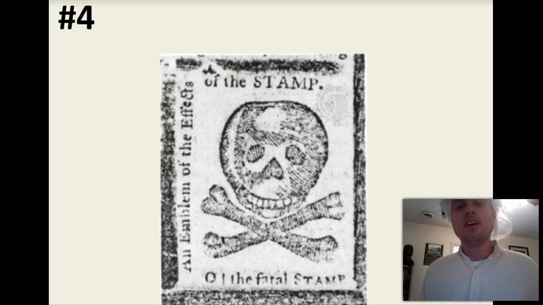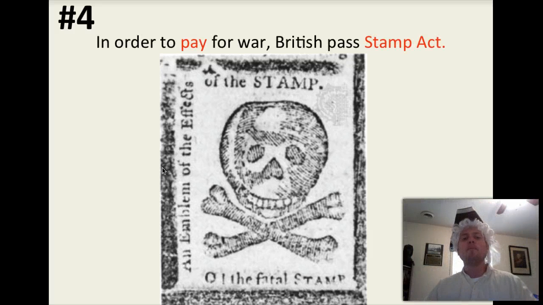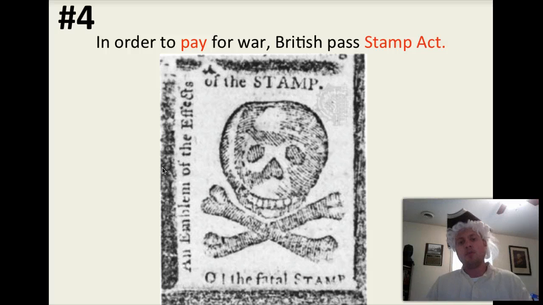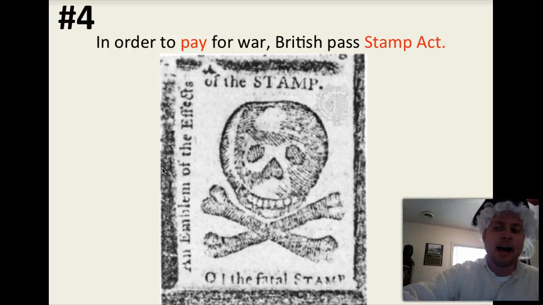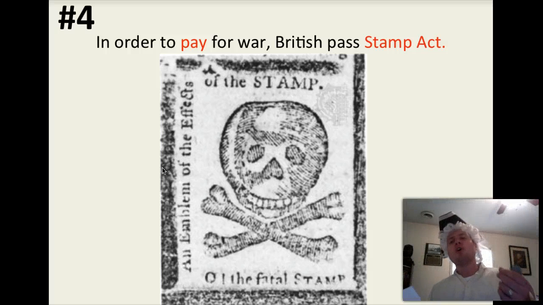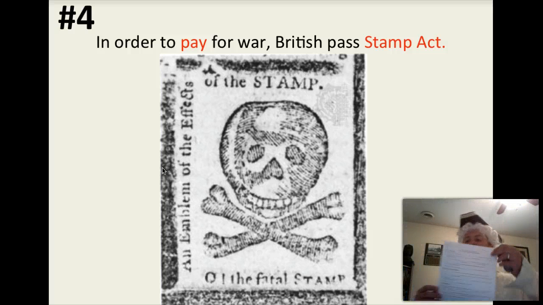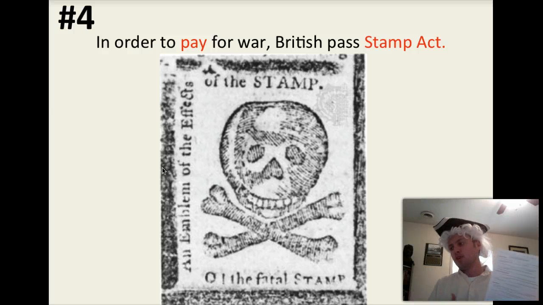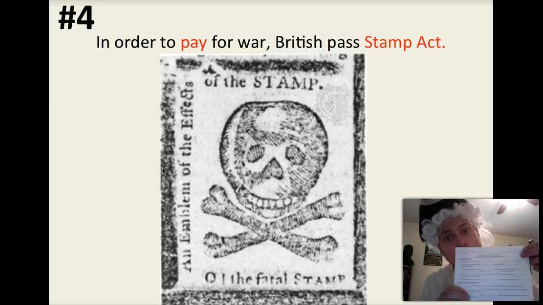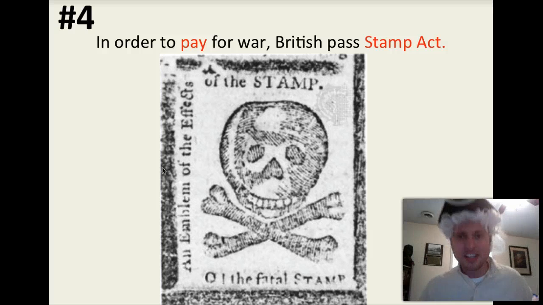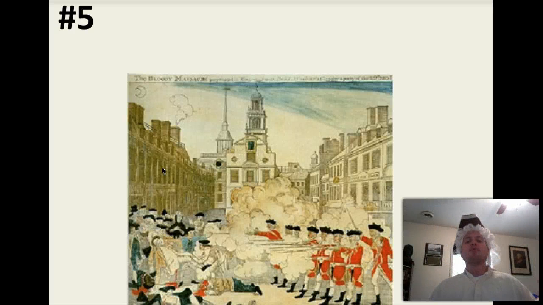Number 4. The next thing, in order to pay for war, pay for that costly French and Indian War, the British passed the Stamp Act. Now, the Stamp Act was a small tax in the form of a stamp that you had to put on almost any document. Your most prized documents, like legal documents, documents of marriage, review documents, would have to have a stamp affixed to it. The colonists did not like this, and they protested.